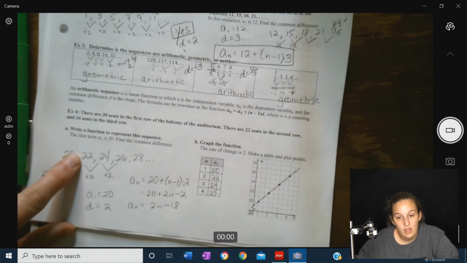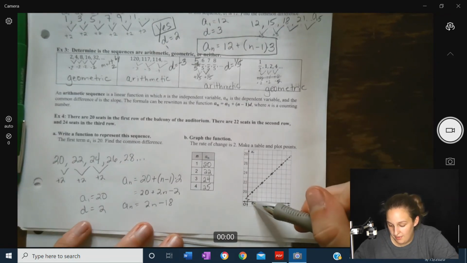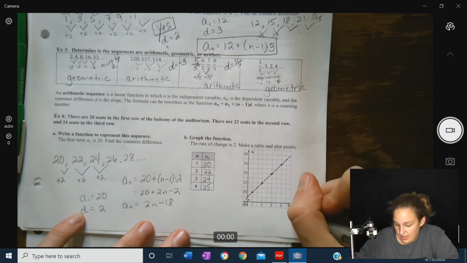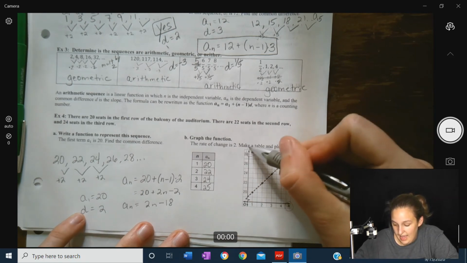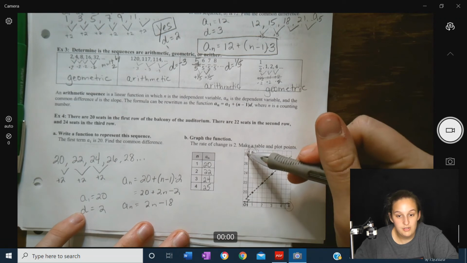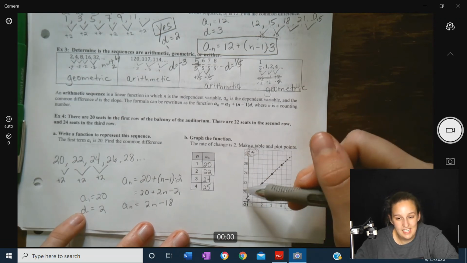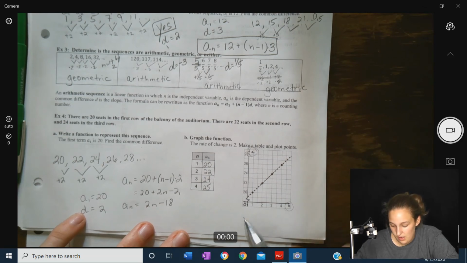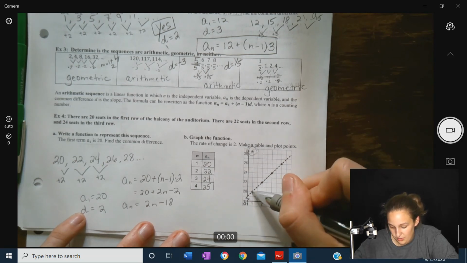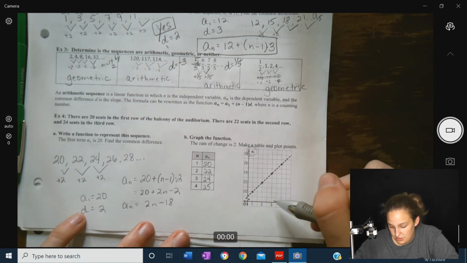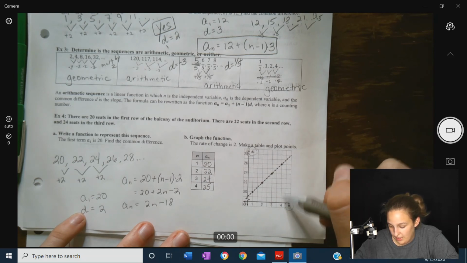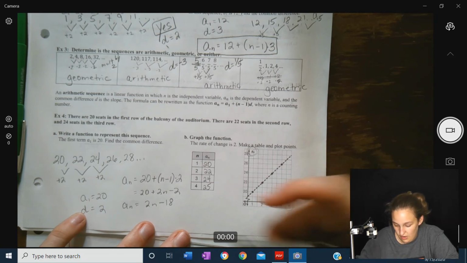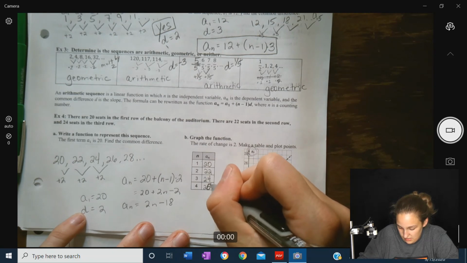26. All right, so then we can go and graph this out. When n is 1, n is on this axis, and an is over here. This is the number of seats, and this is the number of rows, really. So you had an ordered pair at 1, 20, at 2, 22, 3, 24, and at 4, 26. Oh, I had 25 here. That should be a 26.